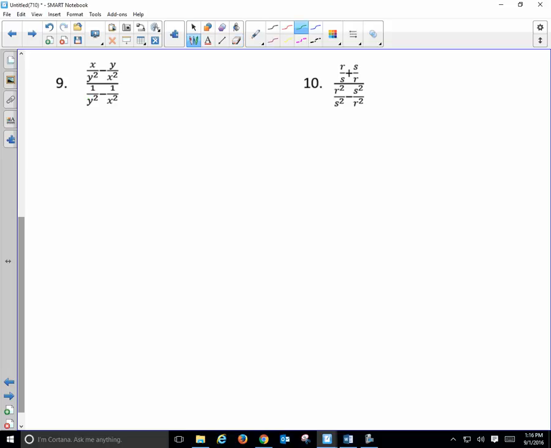So we have to find a common denominator in the top. What do I multiply top and bottom by right here? Y squared over y squared. And here, x squared over x squared. So the top numerator will be x to the third minus y to the third over x squared y squared.